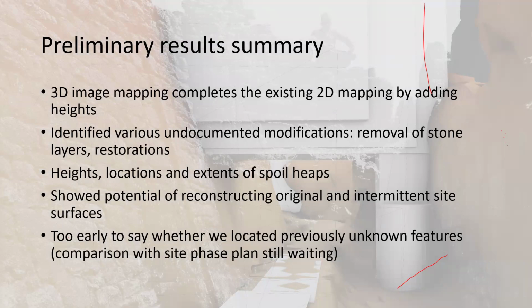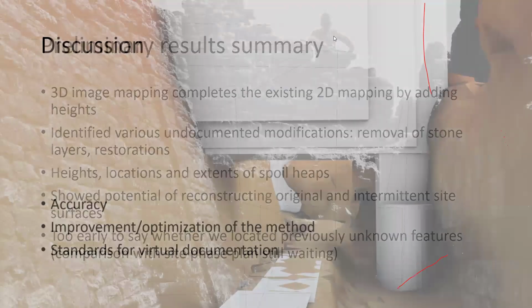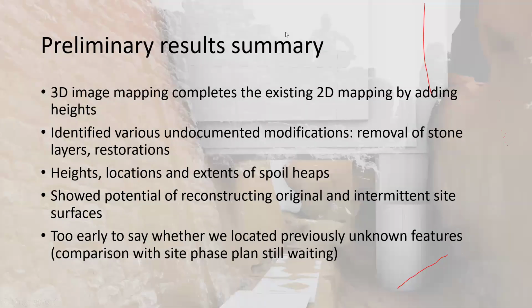We identified various undocumented modifications, so removal of stone layers, restorations. We were able to roughly estimate the heights, location, and extents of the old spoil heaps. And it also showed us with this pilot the potential of reconstructing the original and intermittent site surfaces.